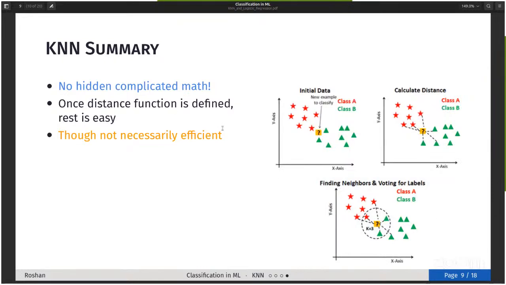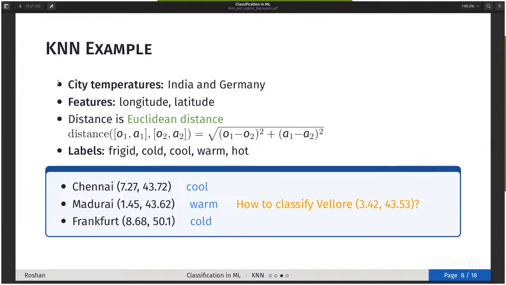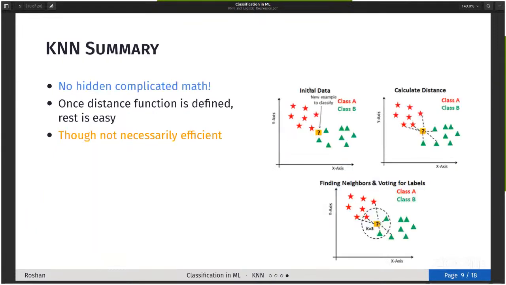So this is the final summary, okay? You have to define the distance function. Once that is defined, you have initial data like this, class 0, class 1. You have a new point. You find the k closest neighbors. If k is 3, these are my three closest neighbors.